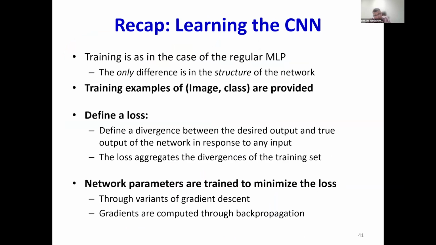You're going to be providing examples of the image and the class, which define a loss, which is a divergence between the desired output and the true output of the network in response to any input. And the loss, of course, aggregates the divergence on the training set. The network parameters are trained to minimize this loss through variants of gradient descent. And gradients are computed through backpropagation.